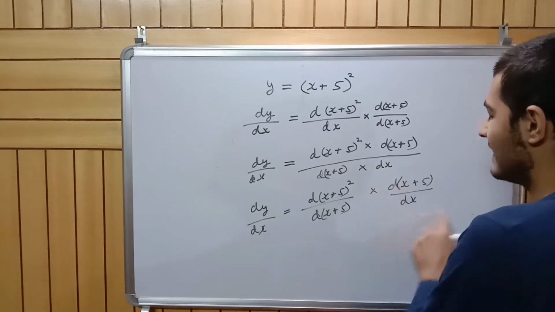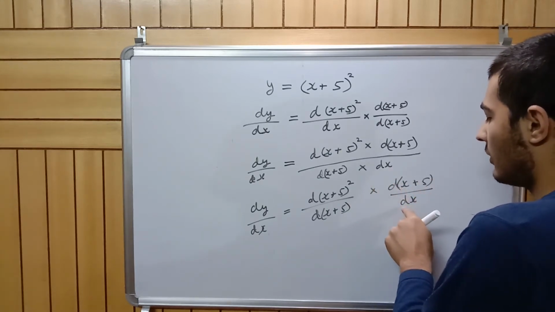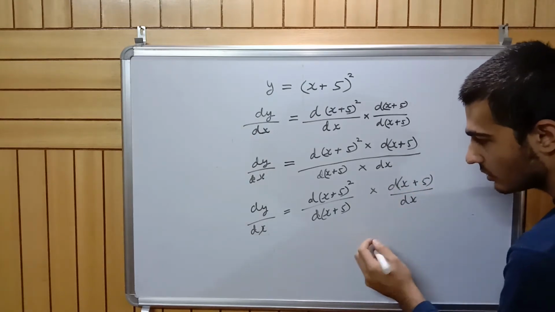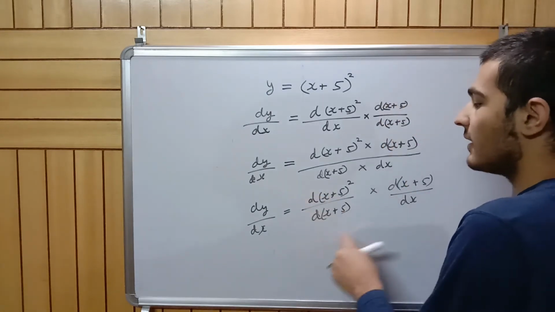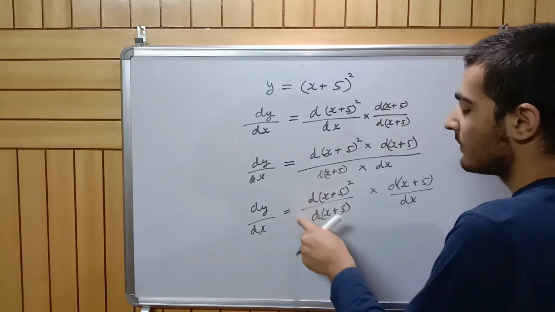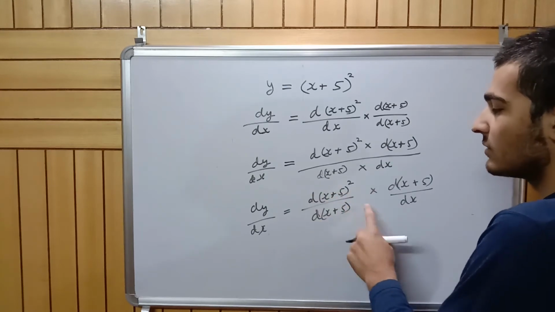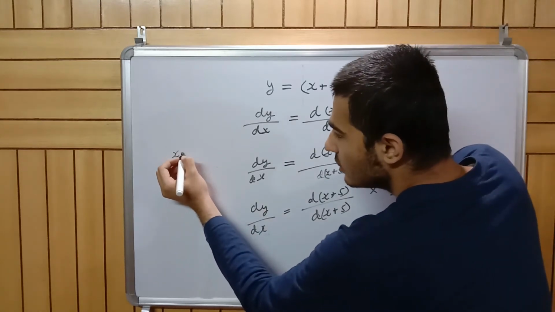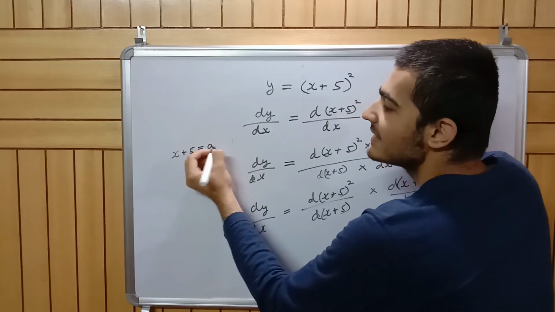Now this part is easy to solve, right? d of x plus 5 upon dx, so I can just distribute the derivative. I'll solve that later. Now let's come to this part. Here I have d of something square upon d of something. It's obviously very easy, but I can also do an additional step here. Let x plus 5 be equal to, let's say, a.